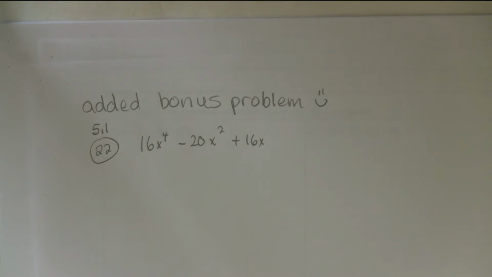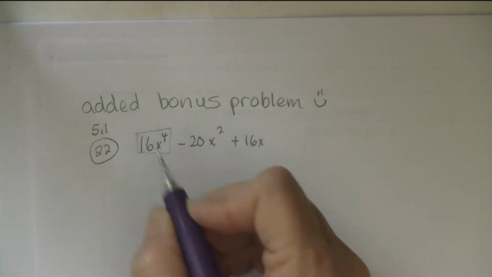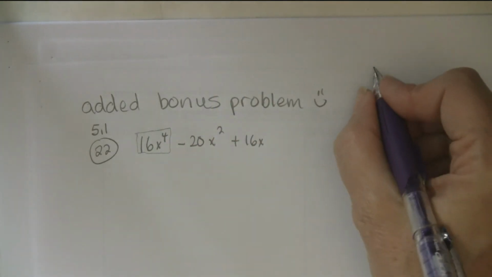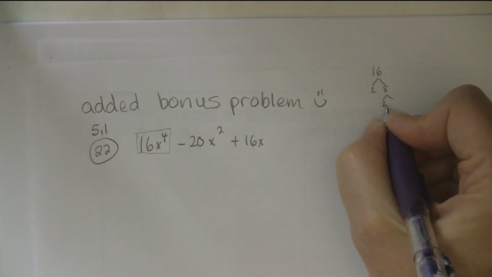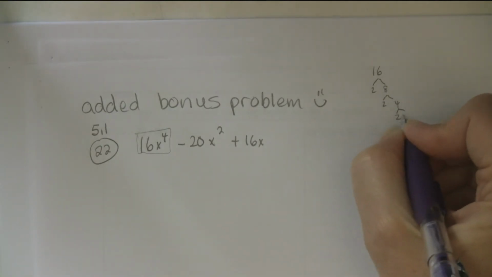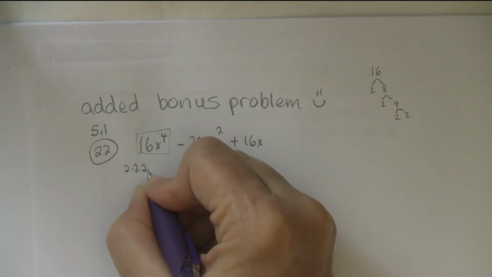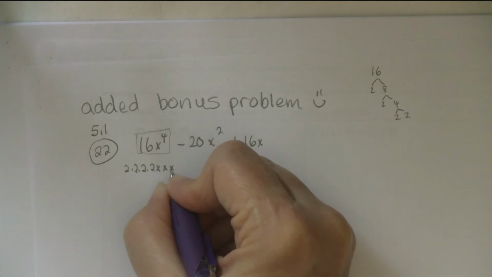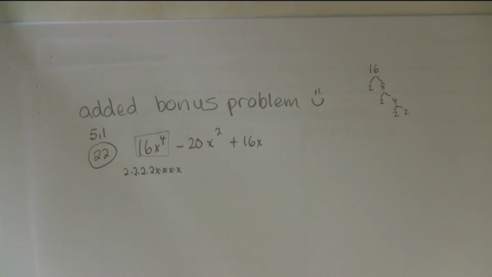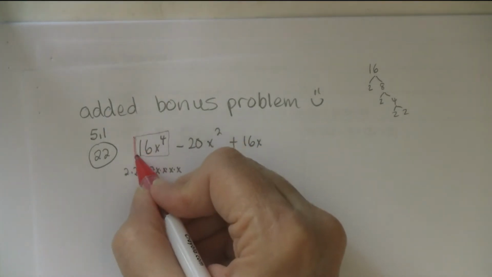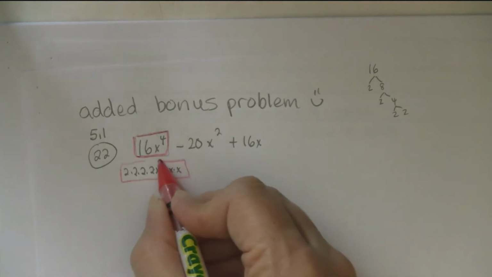And so the training wheel way is to factor each piece. And 16, you can use your tree. Hopefully you can think these things. 16 is 2 times 2 times 2 times 2, times x, x, x, x. So there's that piece right there. This is the training wheel method. Fast forward ahead if you don't need the training wheel method.